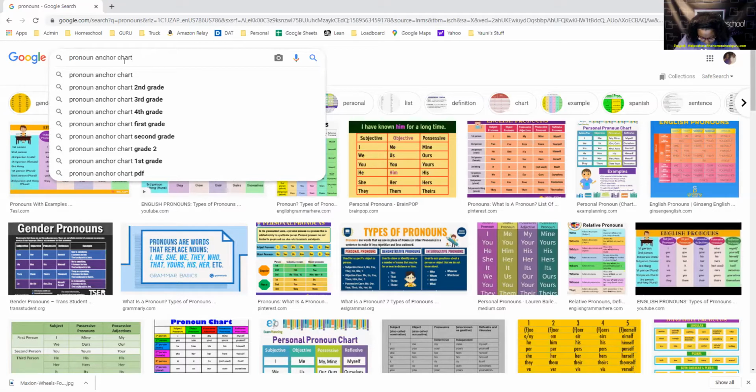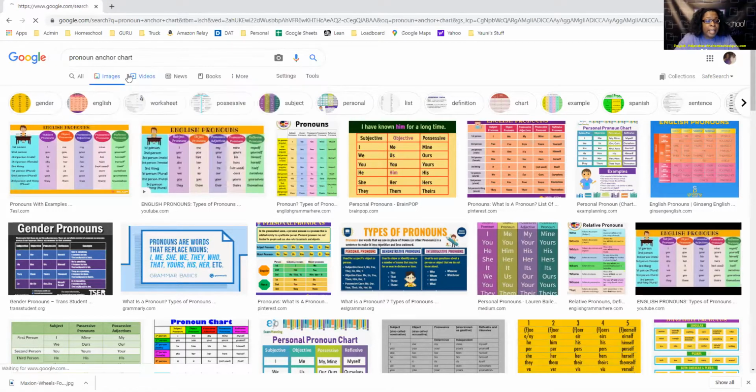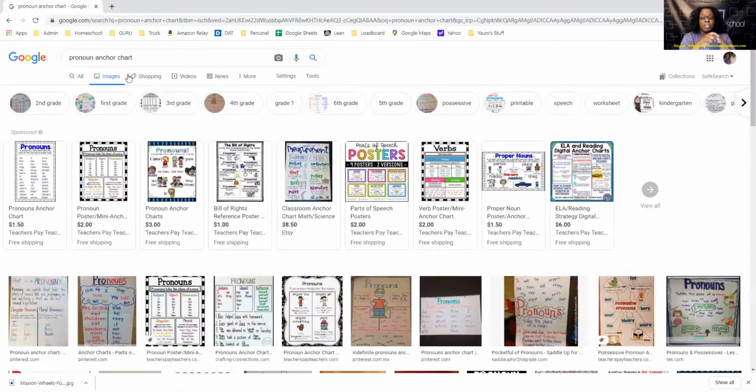Let me look at my phone and make sure you can see what I'm doing. But there's different levels, right? But I would do a pronoun anchor chart. And if you're unfamiliar with anchor charts, just think of them as back when you were in school and the teachers would have the posters on the board or on the walls, and it would remind you of certain things to do when it comes to whatever, whether it's addition, math, subtraction, pronouns, verbs. It would remind you of that.